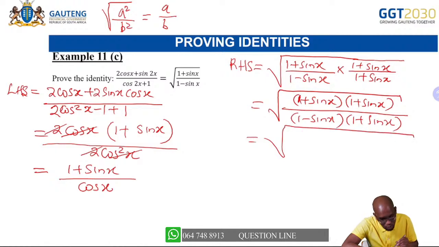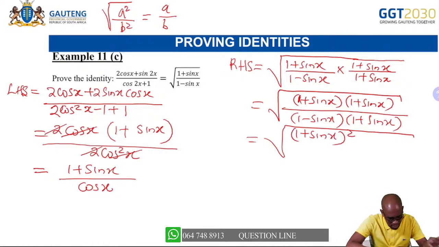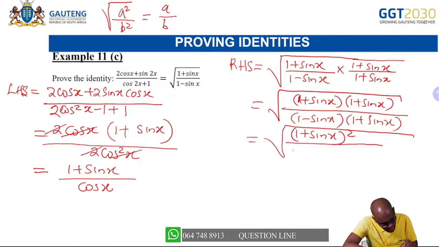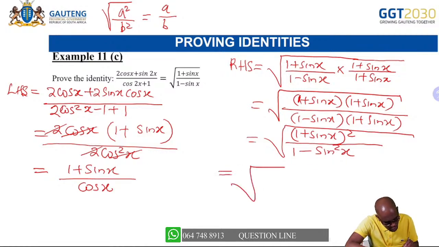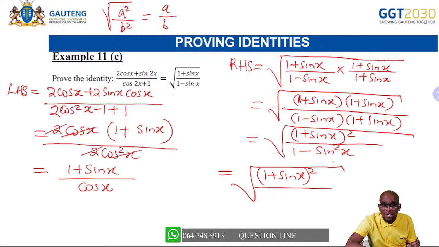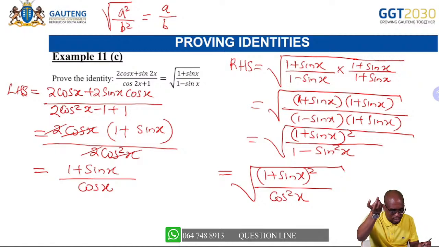So to simplify this, this would be the square root of 1 plus sine x all squared, because we are multiplying the same terms together, divided by 1 minus sine squared of x. So this still becomes the square root of 1 plus sine x all squared, divided by 1 minus sine squared of x, which can be written as the cosine squared of x. So you can see now you have a perfect square in your numerator and you have a perfect square in your denominator.